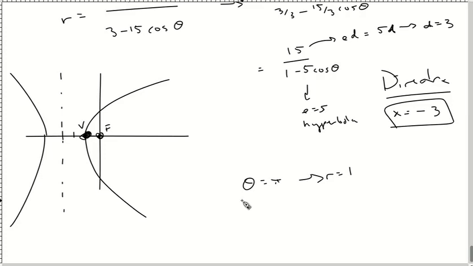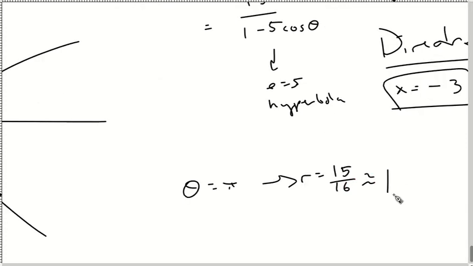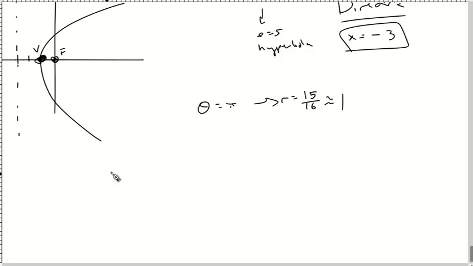Okay. Oh, it's not 1. I'm sorry, it's 15 over 16, which is about a 1. Okay, well, there you go. Sorry. Well, you know, it's pretty close. You just want to know what graph it is, A, B, C, or D. Okay, last one, 10, 6, 31.